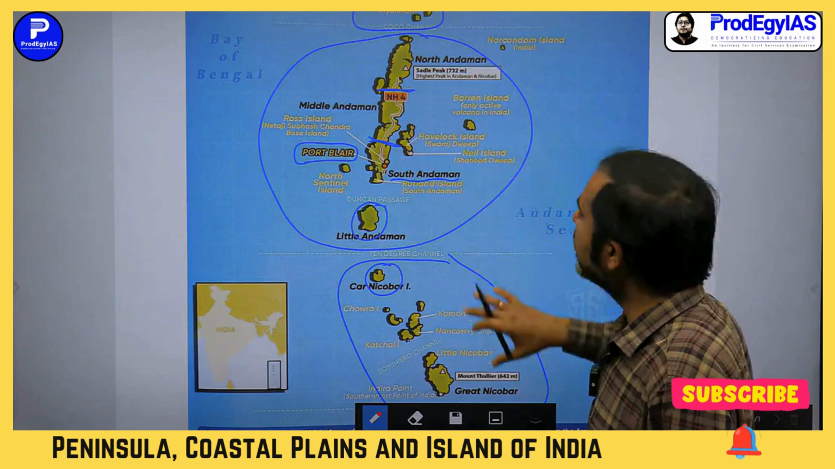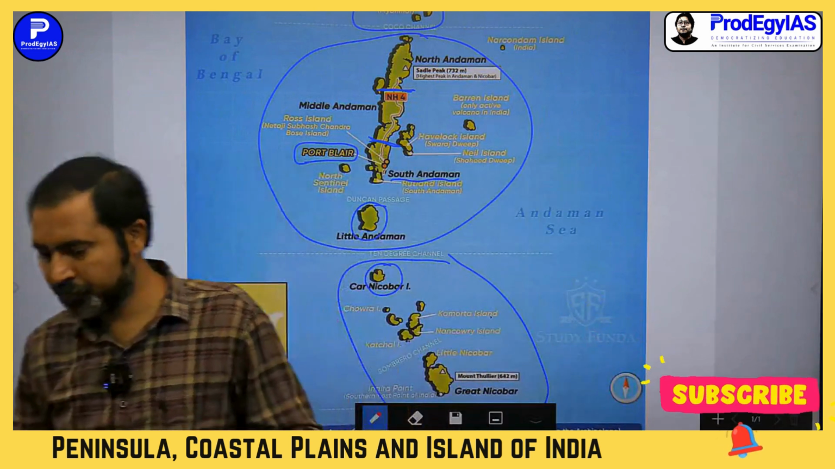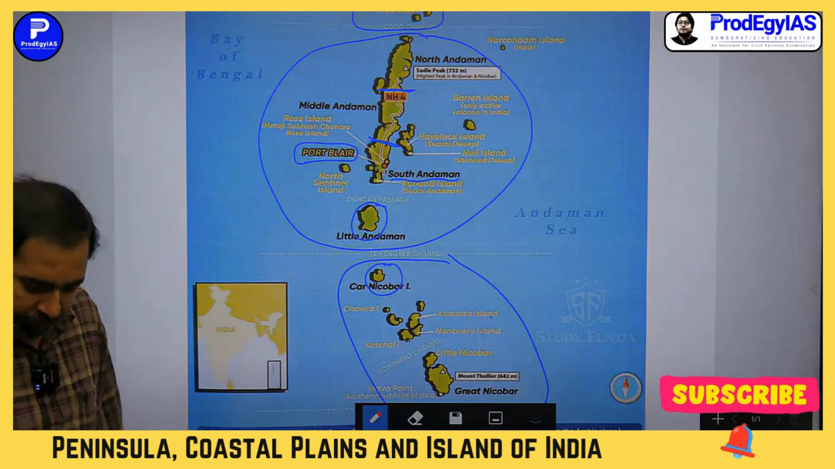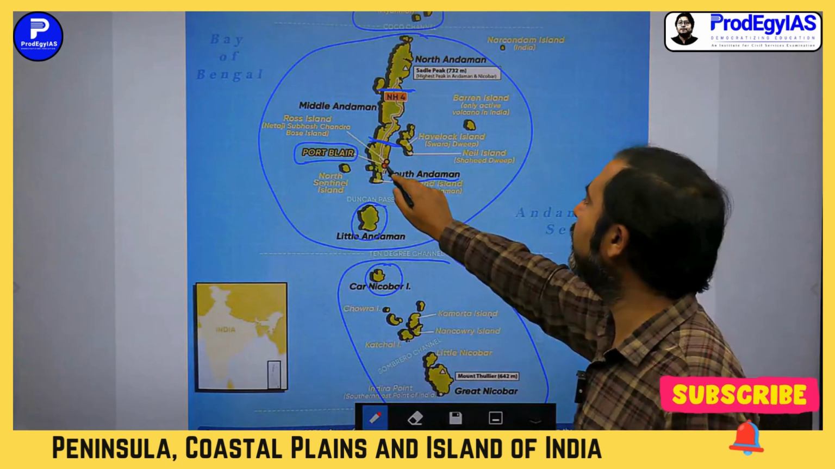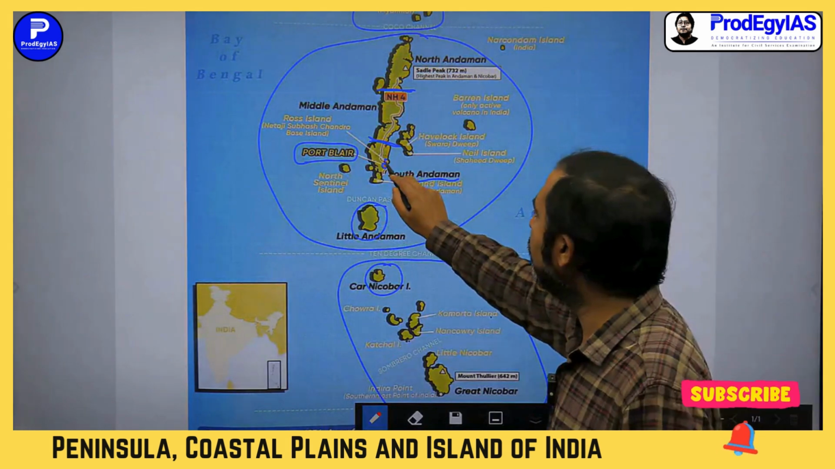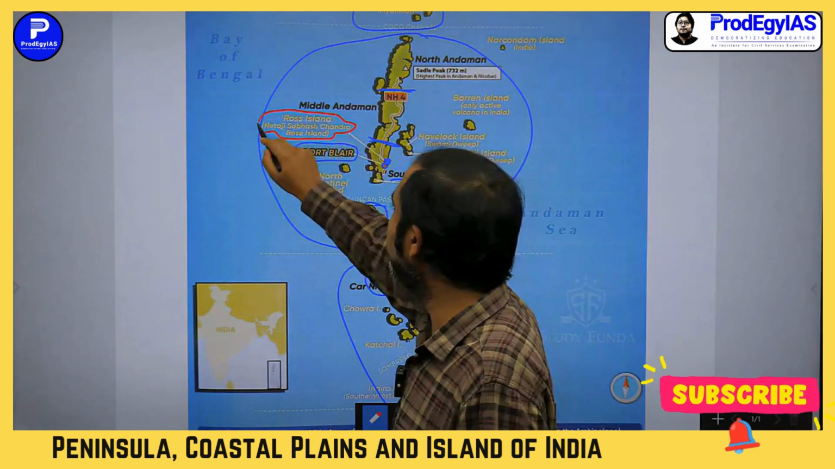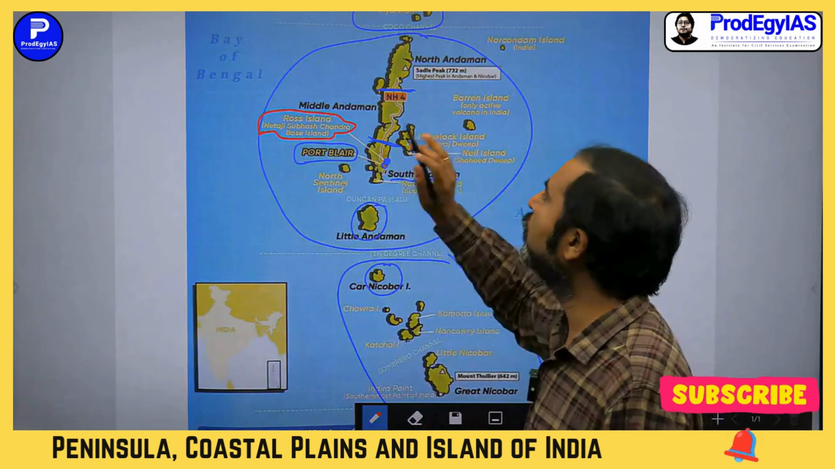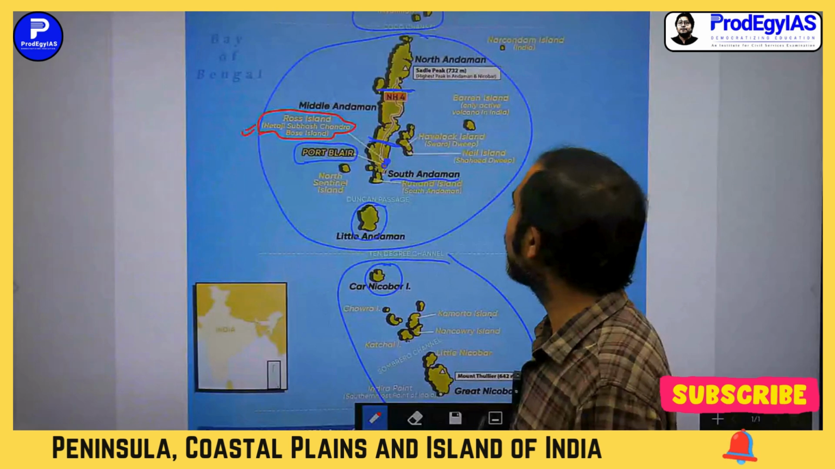So first we have to see the major features like North, Middle, and South Andaman. Sorry. The capital of the Andaman and Nicobar group of islands is Port Blair, that is located in South Andaman. Then there is also an important island recently named as Netaji Subhash Chandra Bose Island. It has been named recently. Previously it was known as Ross Island. Now this Ross Island just nearby Port Blair is known as Netaji Subhash Chandra Bose Island, right? So this is also an important island.